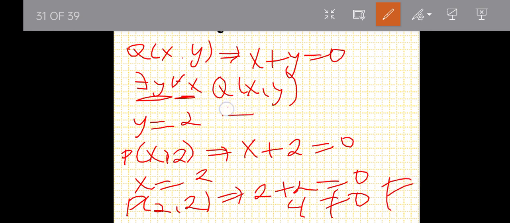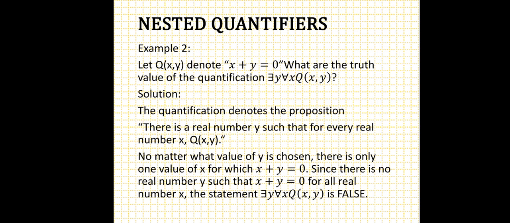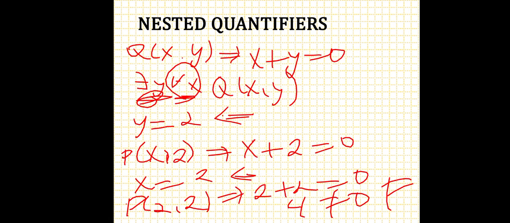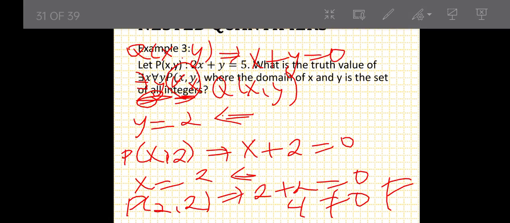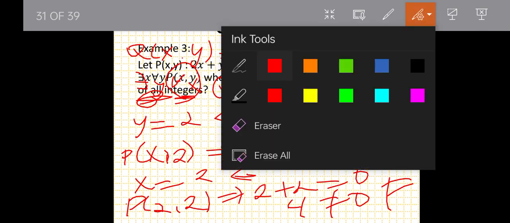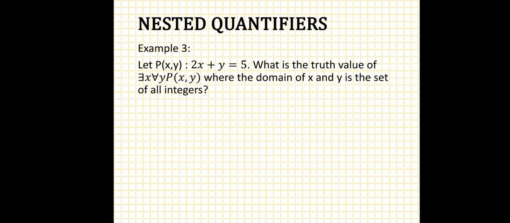Okay? Kung ano man daw yung value na pinlug in natin sa y, kasi, okay, fix kasi yung y, there exists daw. And then, kung ano man yung value na pinlug in natin sa x, for all x, and since para dito false siya, therefore, the whole statement is also false. Okay? Another example. I'm sorry if medyo magulo ang ating presentation dito.